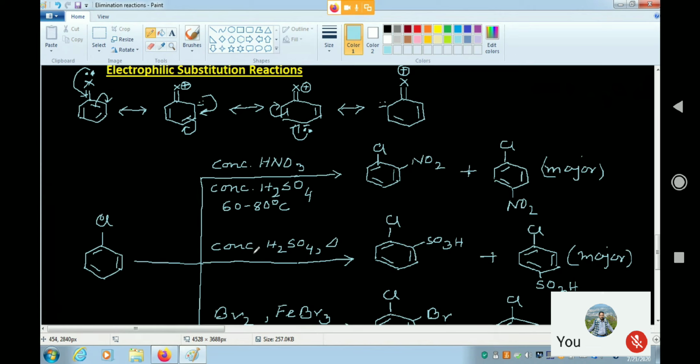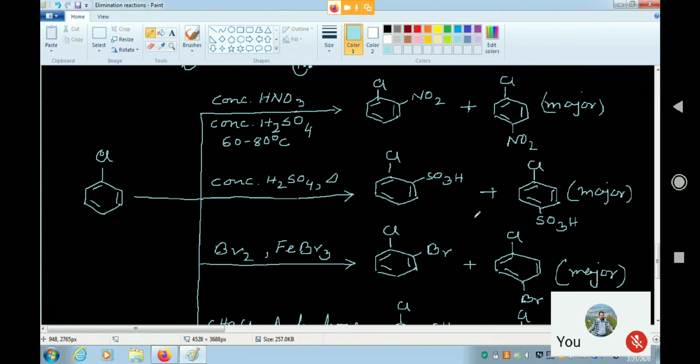So suppose when chlorobenzene is carried out with nitration, it gives rise to ortho and para substituted products, where we can follow that the major product is the para product. It is due to the steric hindrance, less steric hindrance. So the 1-chloro-2-nitrobenzene is not the major product. 4-chloronitrobenzene is the major product.